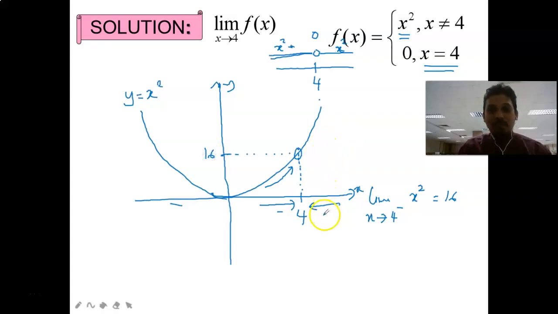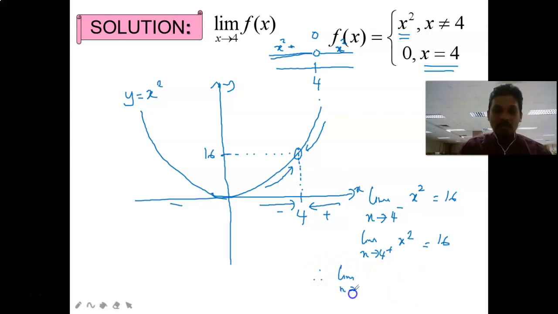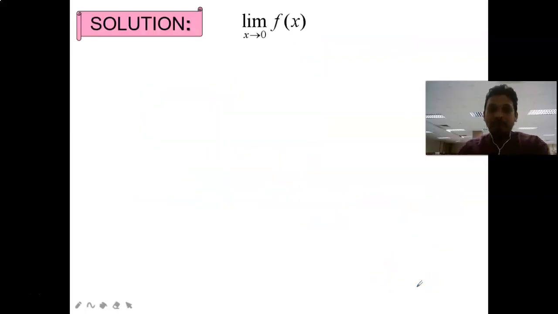And when x approaches 4 from the right, the graph moves to the value of 16 from above. Then the limit as x approaches 4 from the right of x squared also equals 16. Then we come to the conclusion that the limit as x approaches 4 of the function x squared equals 16. And what about this one here now?